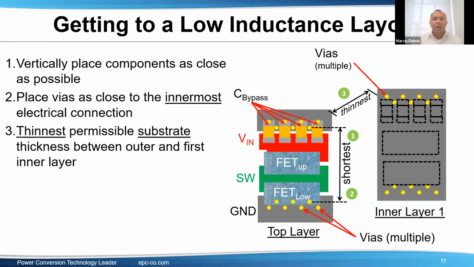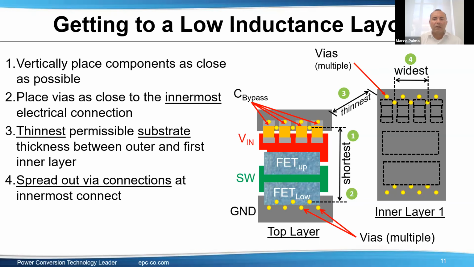Then we need to create as wide a path as possible for the current by spreading out the vias as much as possible. It's really important because vias will have some area around them, so you need to spread the vias as much as possible so that you have the widest path for the current in this direction. And this is going to give us the lowest inductance solution based on what we saw before.